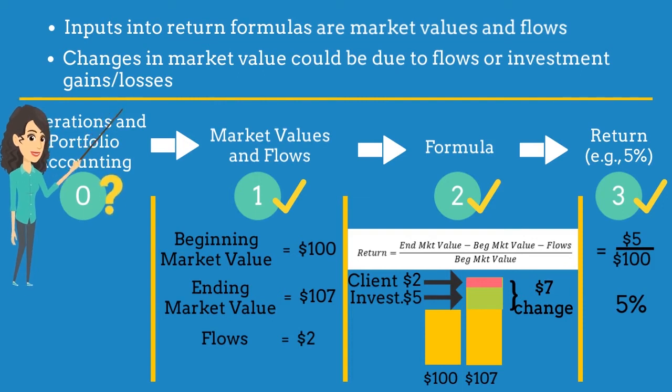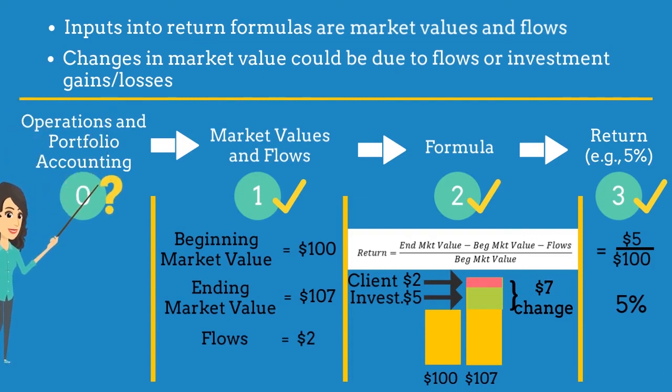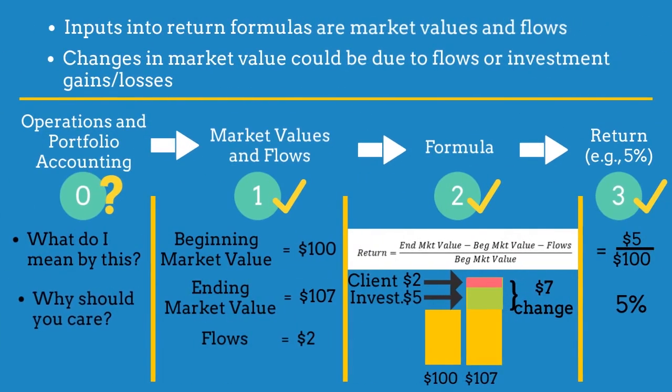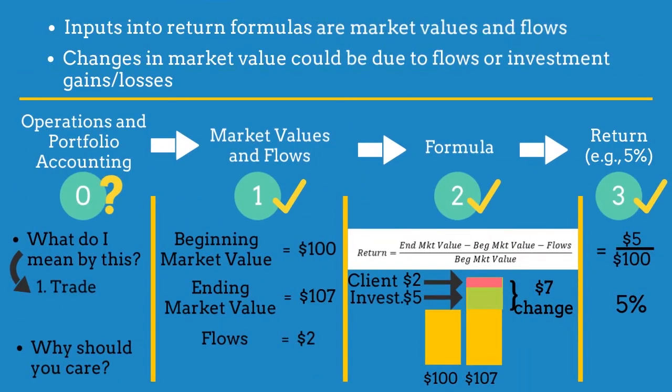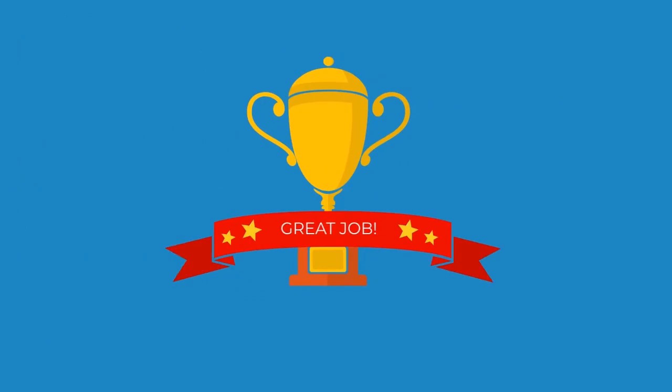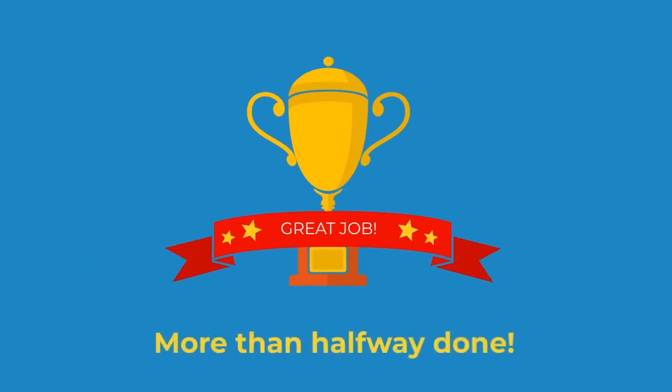So now the only piece we are missing here is that first step, operations and portfolio accounting. What do I mean by this and why should you care about it? Let me first show you what I mean using 2 examples. The first example will be a trade and the second example will be what's called a corporate action. And great job following along. We are more than halfway done with the video.